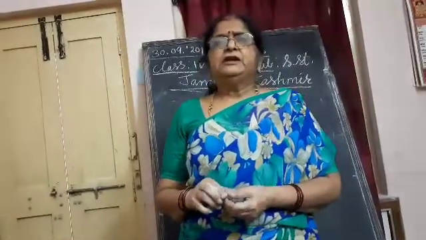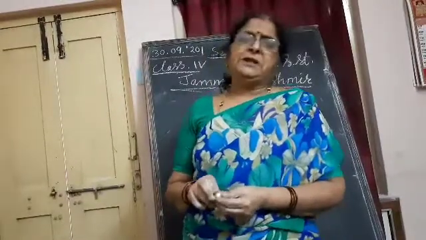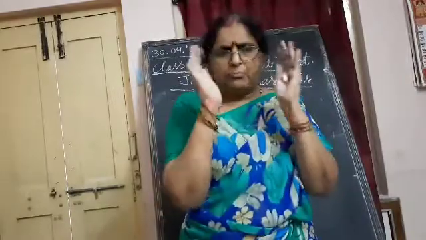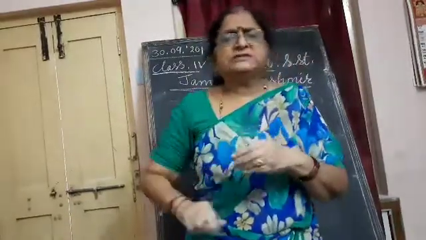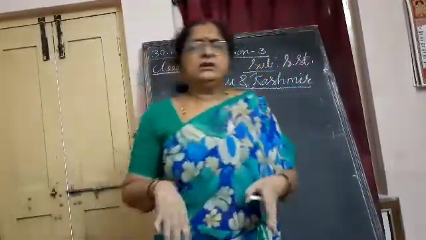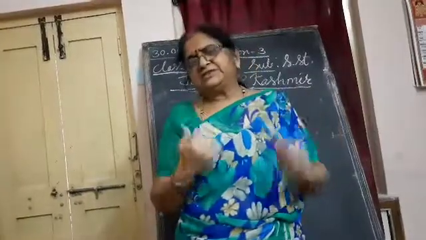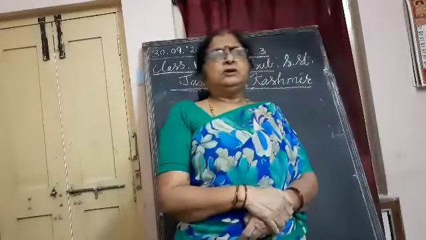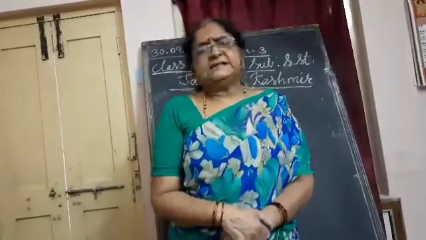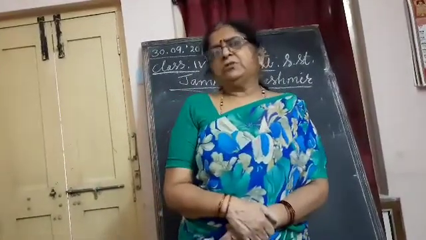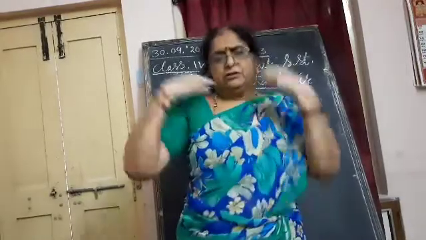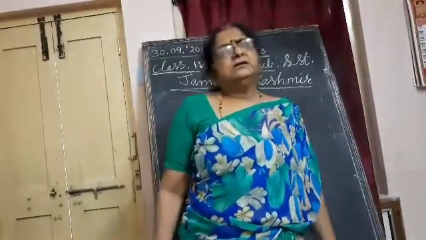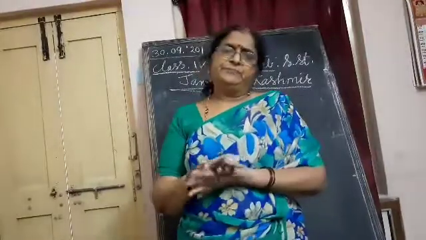People here use kangri to keep them warm. What is kangri? Kangri is a kind of pot with burning coals. They carry it with them all along or even at home also, which keeps them warm. And they drink a special tea called kahwa. And their dress is called firan. Both men and women wear firan, long shirt with salwar. This firan is made of wool.